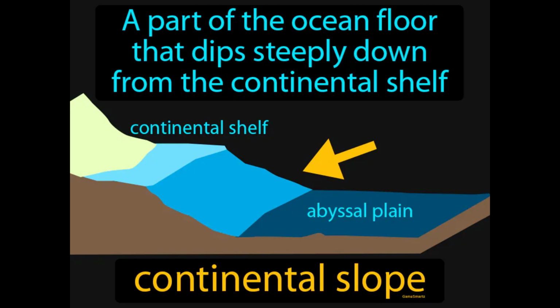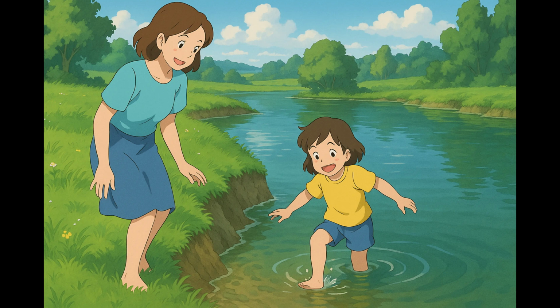A part of the ocean floor that dips steeply down from the continental shelf. Continental slope. The continental slope is the area where the ocean floor quickly drops in depth after the shallower continental shelf. Imagine you're at a swimming pool and you're walking from the shallow end towards the deep end, where the bottom suddenly drops off steeply.